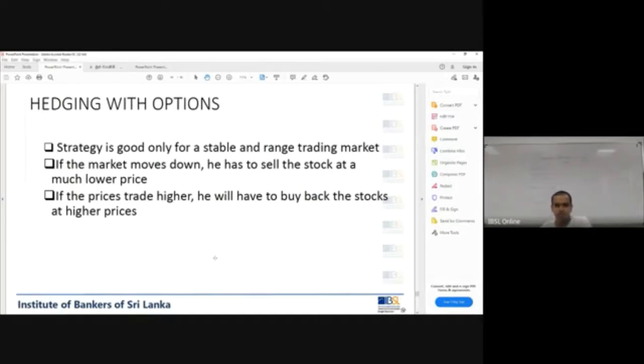If the market moves down, he has to sell the stock at a much lower price, right? So there is no guarantee that it will go up. If it goes to 80, he will have to end up selling at 80, and he has only received a premium of 1. If the prices trade higher, he will have to buy back the stocks at a higher price.